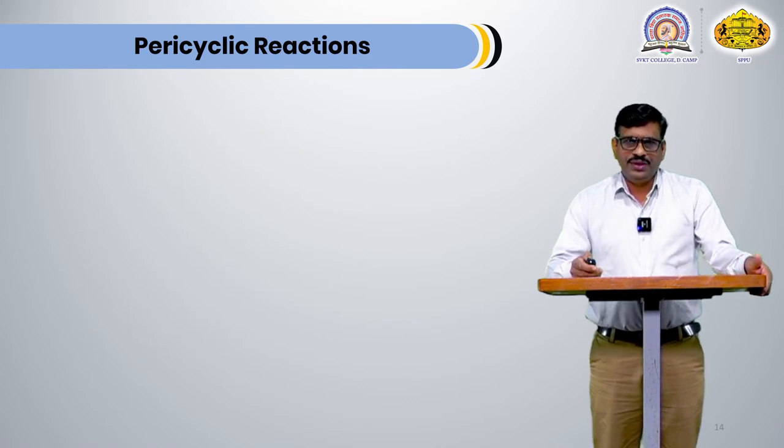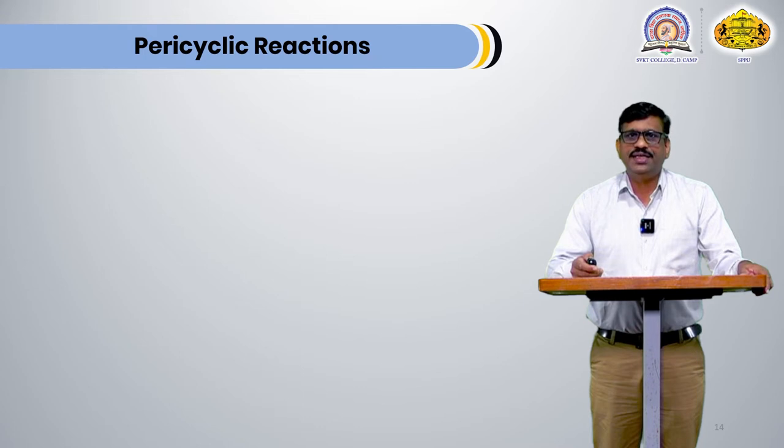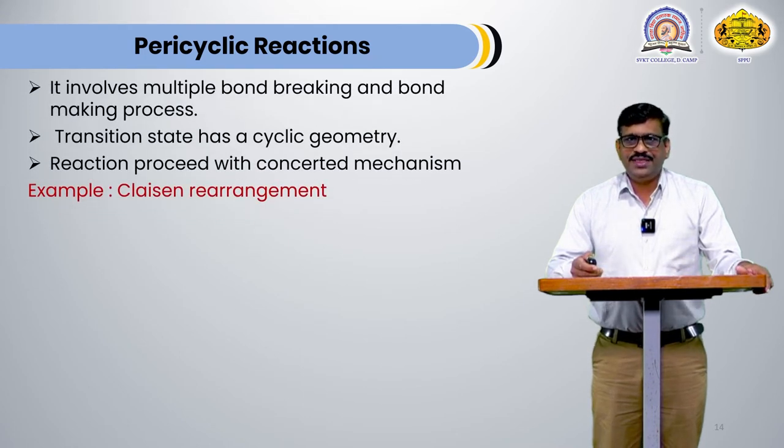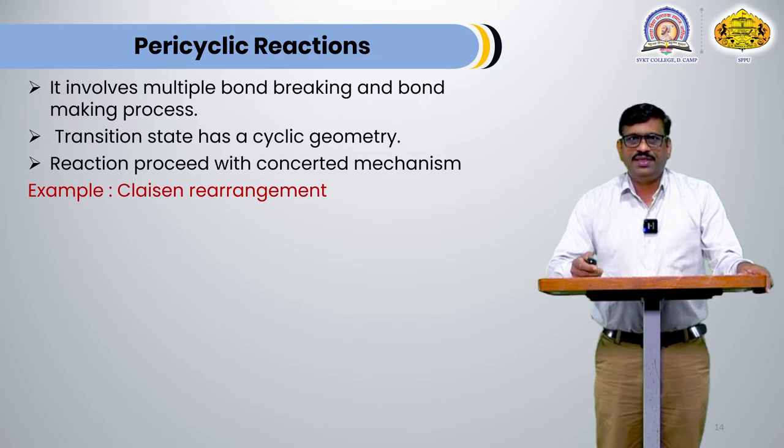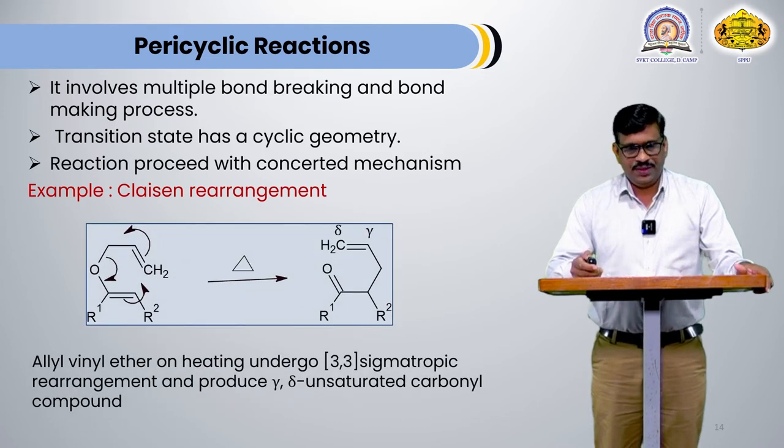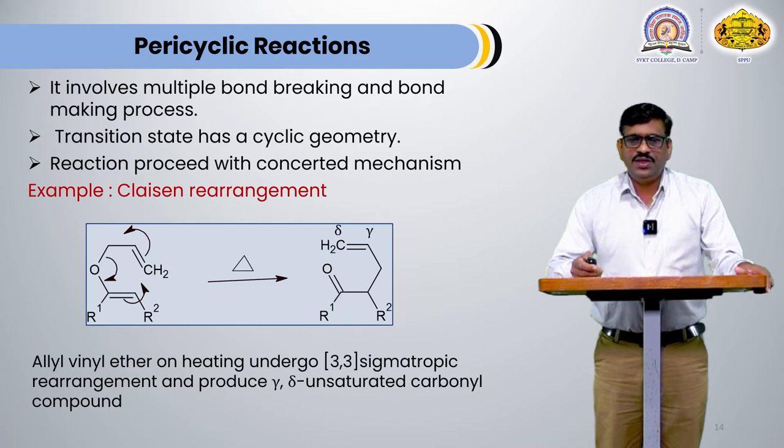Now, the second type of rearrangement reactions is called pericyclic rearrangement. These pericyclic rearrangements involve multiple bond breaking and multiple bond formation processes. The transition state has cyclic geometry and all the processes take place simultaneously. That's why the mechanism is a concerted mechanism. Example, Claisen rearrangement. In this case, an allyl vinyl ether is shown, and when this allyl vinyl ether is heated, it undergoes a 3,3 sigmatropic rearrangement and produces a gamma-delta unsaturated carbonyl compound.